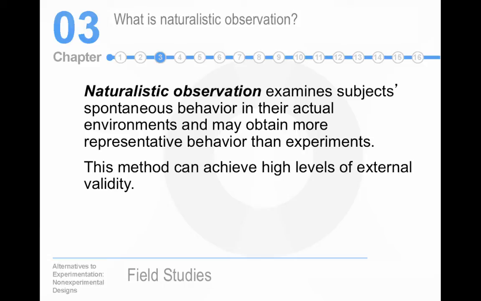Studying chimps in Tanzania is different from studying chimps at the St. Louis or Kansas City Zoo. You get much more representative behavior in their natural environment than you would get in an artificial environment like a zoo. And so this gives you higher levels of external validity. Again, studying people in the lab may not correspond to studying them in their actual environment very well.